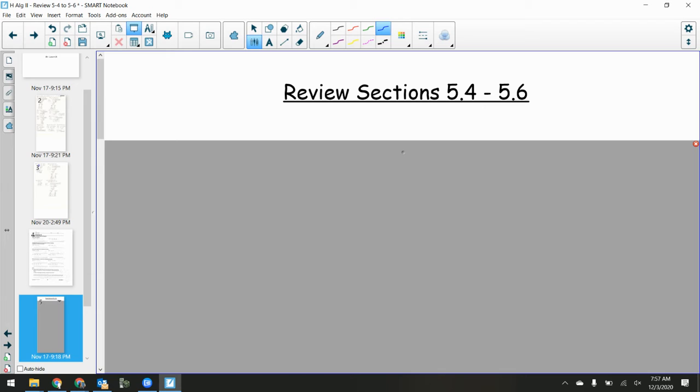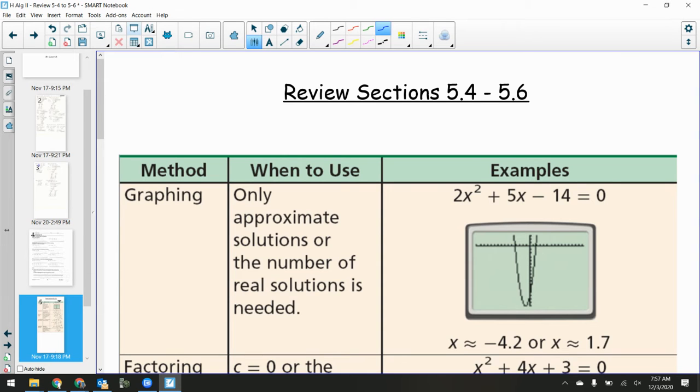Sorry, folks. I wanted to talk about sections 5.4, 5.5, and 5.6. This is kind of a review of almost the entire chapter 5. Maybe we could call this 5.3 to 5.6, a little bit of a review. Basically, there are all different types of solving quadratics. We've been spending sections 5.3, 5.4, 5.5, 5.6, four sections' worth, on solving quadratics in a variety of different ways.